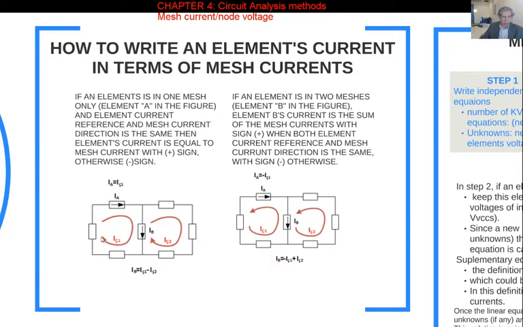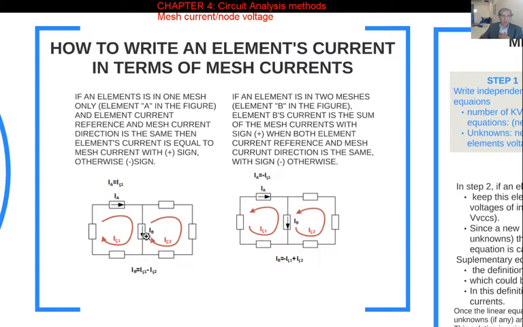The mesh current's direction is the same as the element current direction. So both of them are in the same direction. So we can say that this element current IA must be equal to the mesh current because there is no other mesh current on it. So for these specific elements, we told how we are going to write this element current in terms of mesh currents.